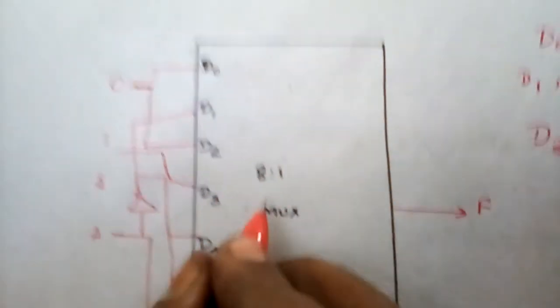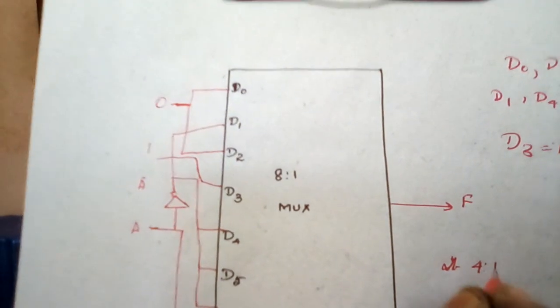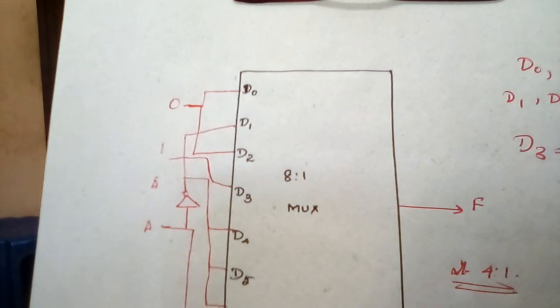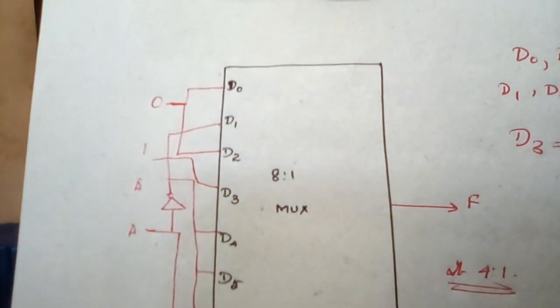Here, it is generally given as an 8 to 1 multiplexer. If it is a 4 to 1 multiplexer, you need to divide the 8 to 1 multiplexer into 4 to 1.